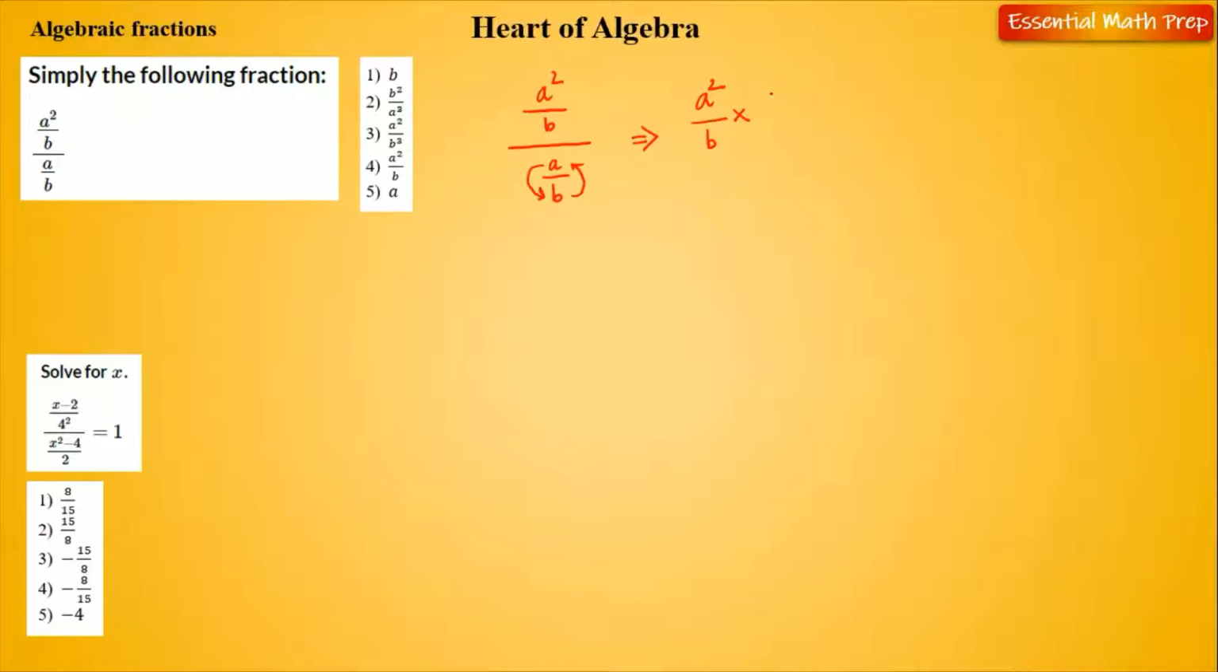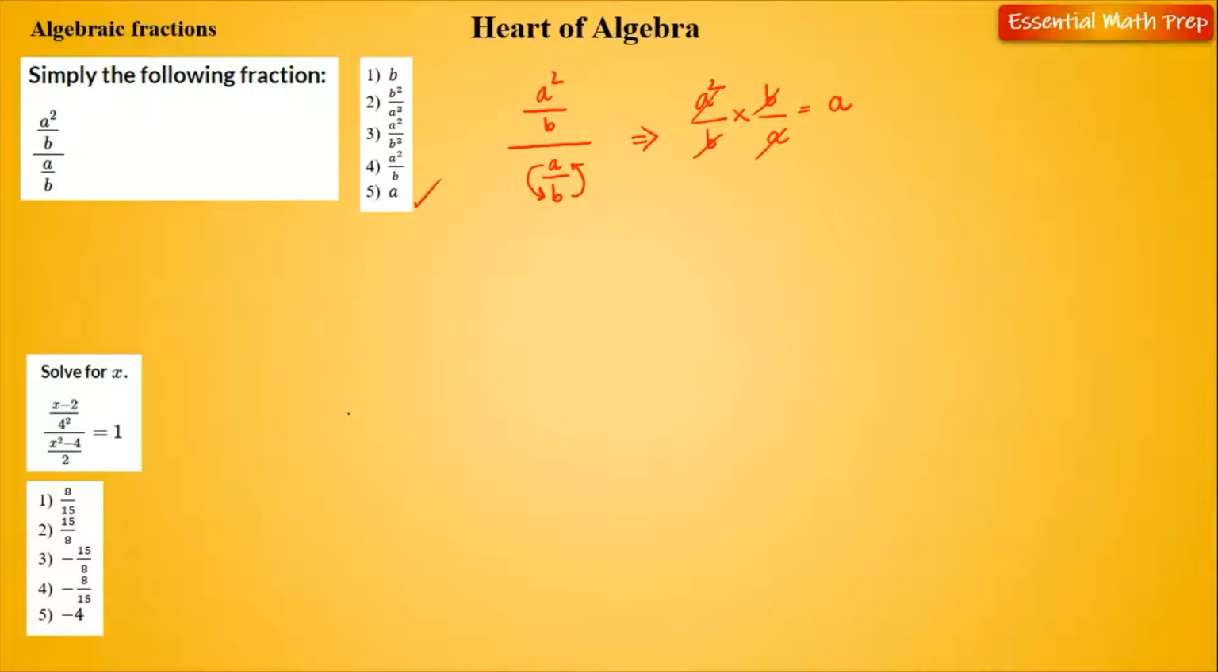Okay, so when I multiply it, instead of multiplying the a over b, which you cannot do that way, essentially it's b over a. b and b cancel out. a and a squared cancel out, resulting in a as the answer. So it's choice 5. Right?